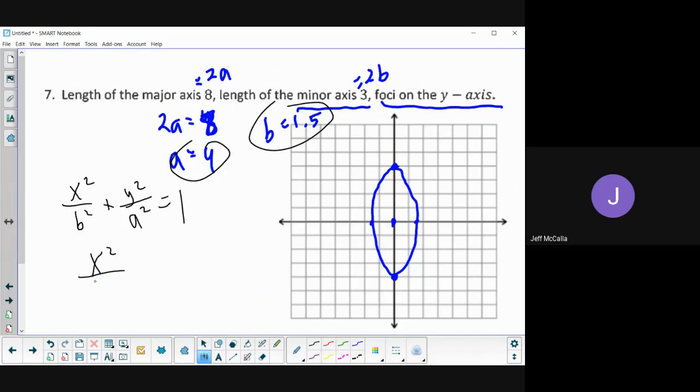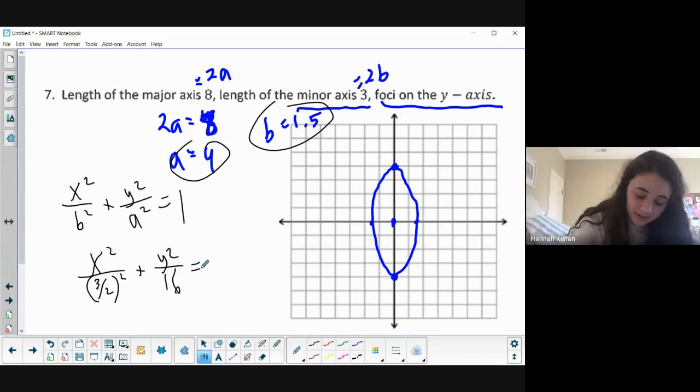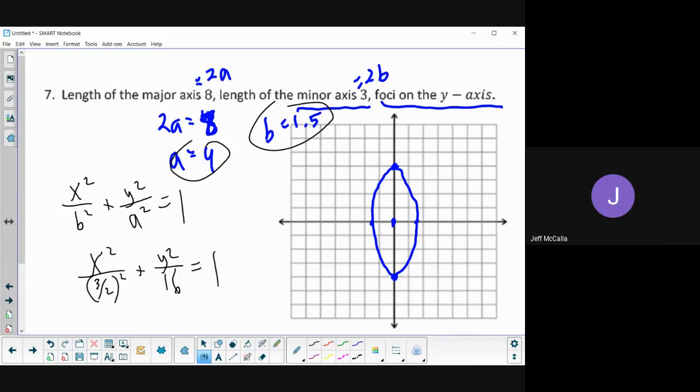Or you could write it like 3/2 squared, like 9/4, plus y squared over 16 equals 1. Oh, I see what I did wrong. So I'd accept a lot of different answers down there. I don't care if you simplify that or not. I'm okay if you put 9/4 or 2.25 or 1.5 squared. I would also accept it if you put 4x squared divided by 9. That would be okay as well.